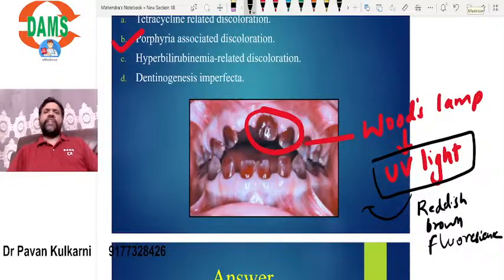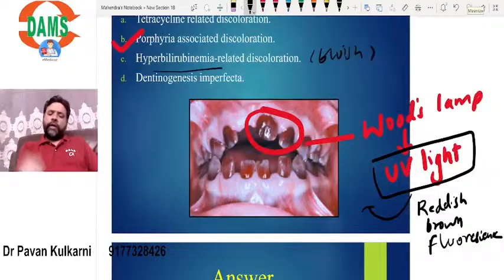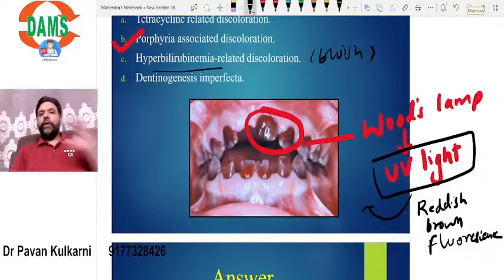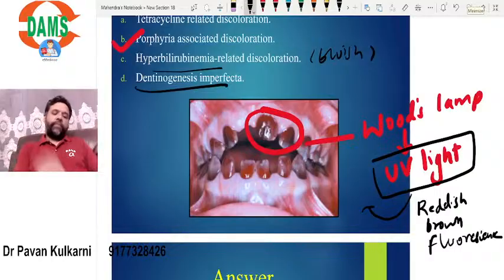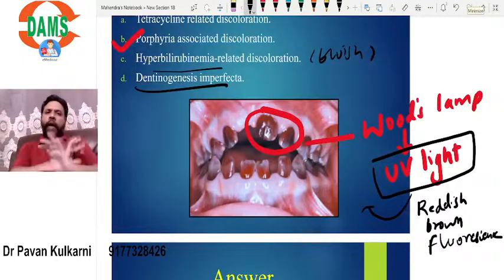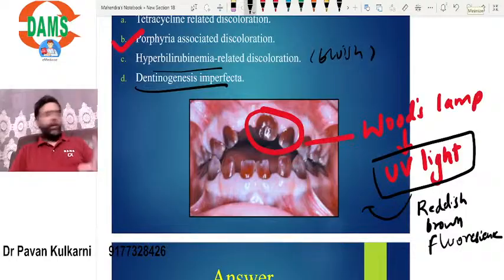Hyperbilirubinemia-related discoloration: in hyperbilirubinemia there will usually be bluish discoloration of the tooth. And dentinogenesis imperfecta will not be so dark. That will also be brown, but yellowish brown, and you will see bands in dentinogenesis imperfecta. So a dark brown, chocolate brown discoloration is characteristic of porphyria-related discoloration.